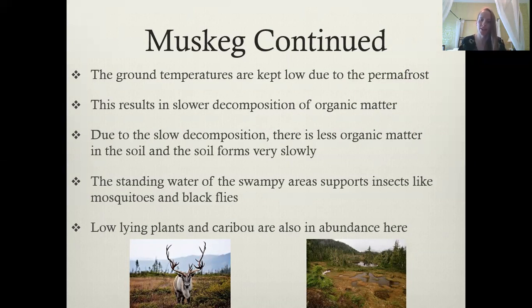The swampy areas do support a lot of insects like mosquitoes and black flies though, so you'll see a lot more of those than you would in, say, the rest of the taiga. You will see a lot of low-lying plants and caribou in this area as well, which makes it distinct from other ecosystems in the taiga.